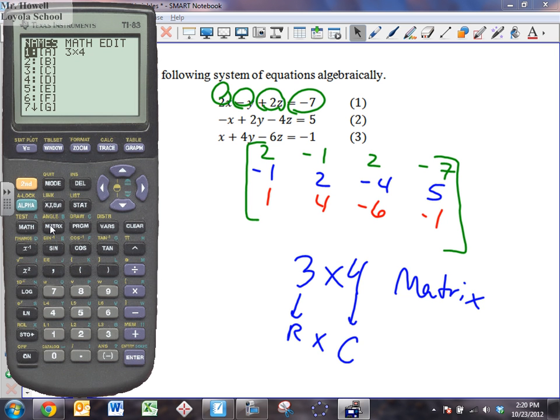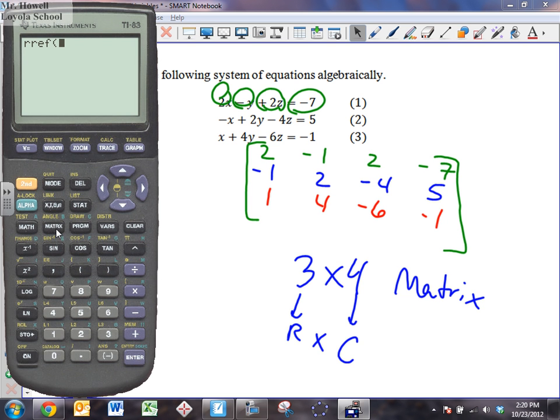Go over to math. So you have all these options. Go down until you see R, R, E, F. And I'll explain what that means. Not ref, but R, R, E, F. Okay, R, R, E, F. Now, hit enter on that, please. I'll explain what this means.